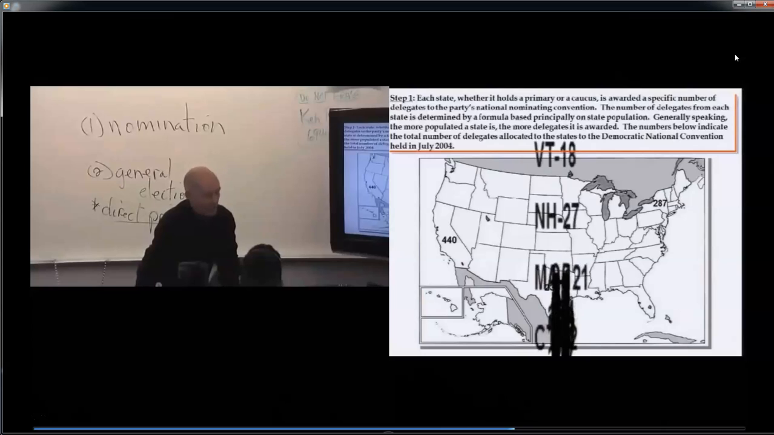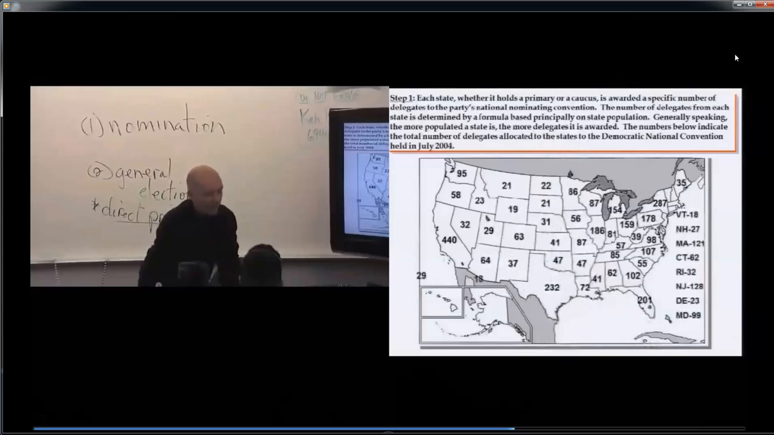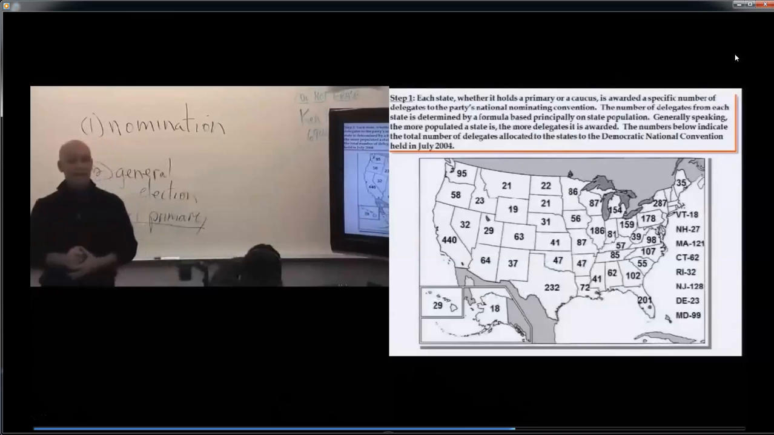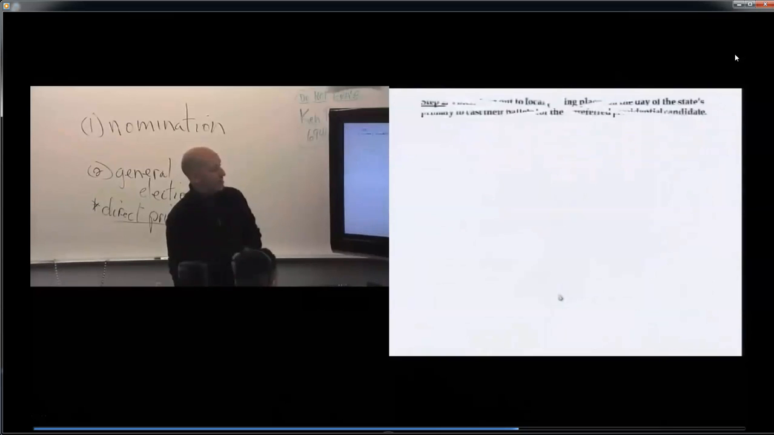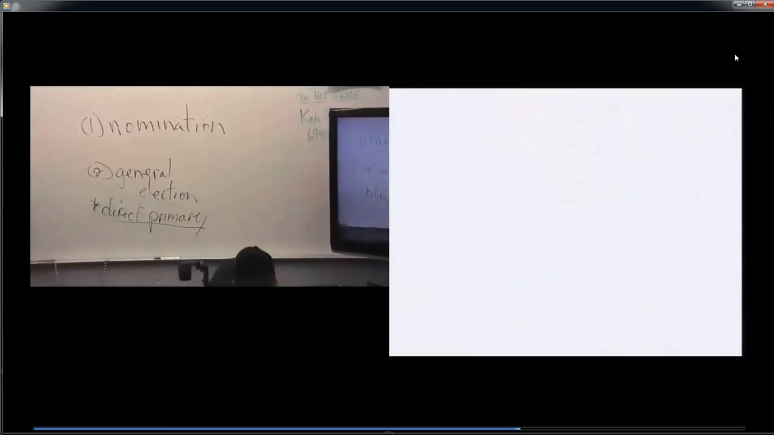Okay? All right, so let's throw the rest of the states out there, and you can pick your favorite one to see how many delegates they had to the Democratic National Convention in 2004. Okay? All right. That number, 232, let's focus on that one. That's how many delegates Texas had. Let's see how that works. Now, I said that it differs from one state to another. Texas is a good illustration because in Texas, the Democrats use a process that is different than the Republicans.